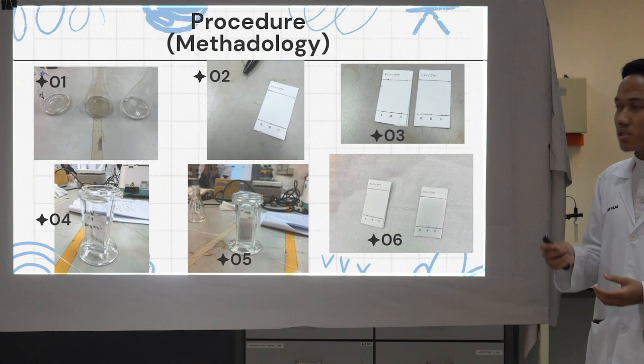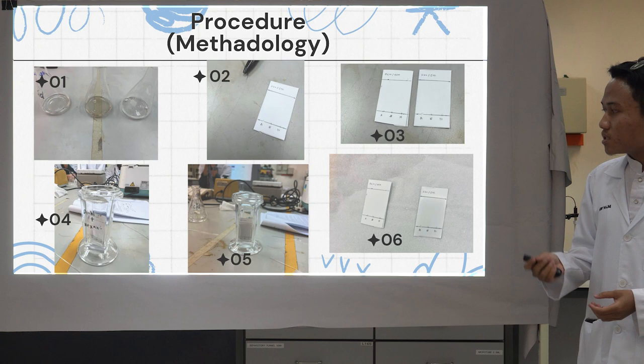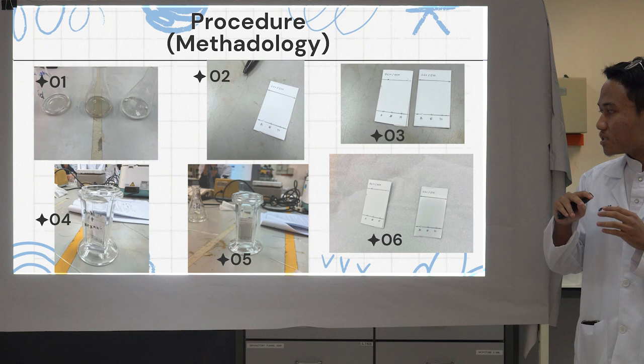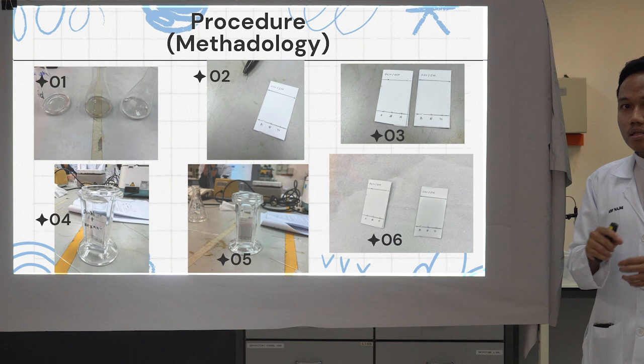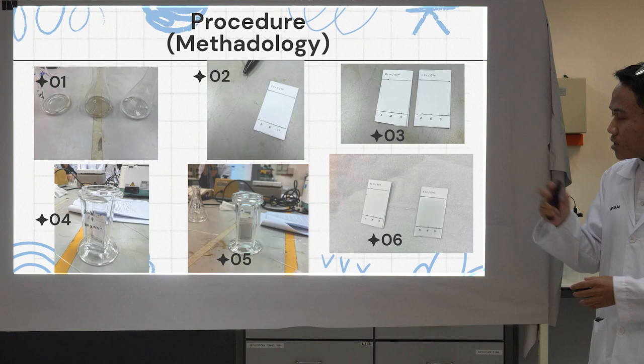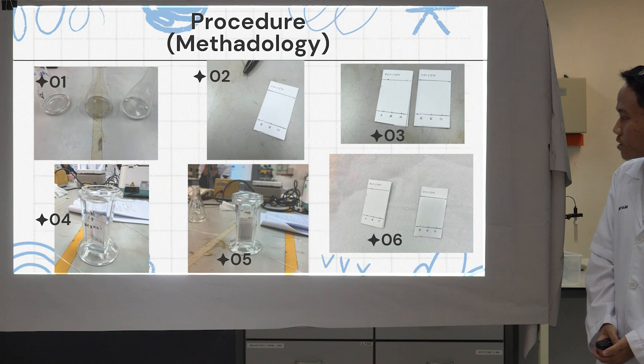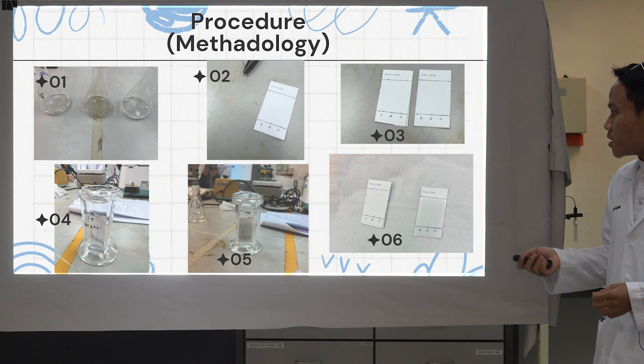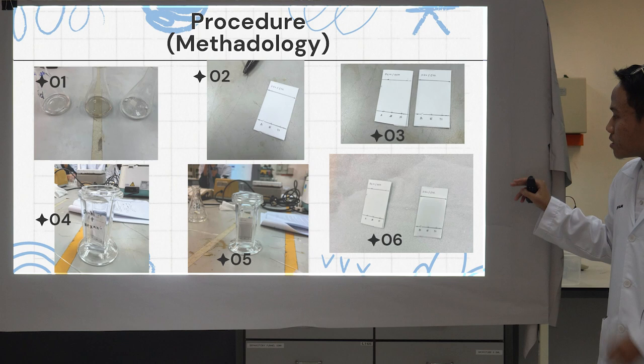Make sure that when we put the silica gel into the chamber, the solvent doesn't reach the baseline, so it doesn't interrupt the pencil line. And then after that, we close the lid. After about 3 to 5 minutes, we can take out the silica gel and make sure that the solvent has been absorbed up to the solvent front.